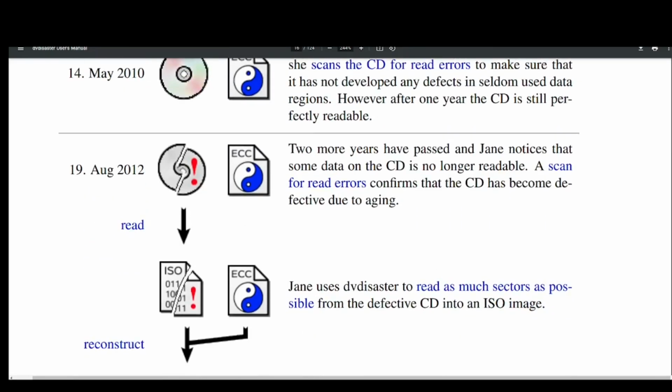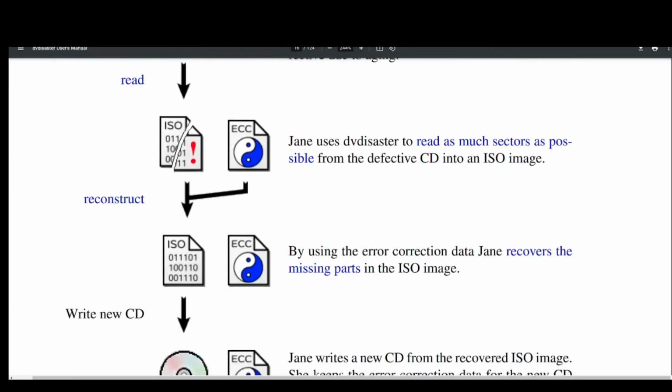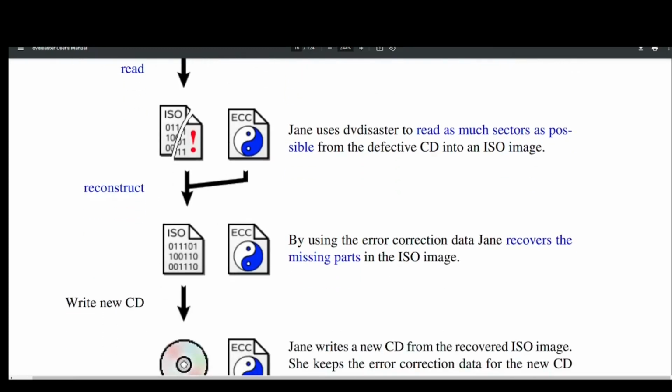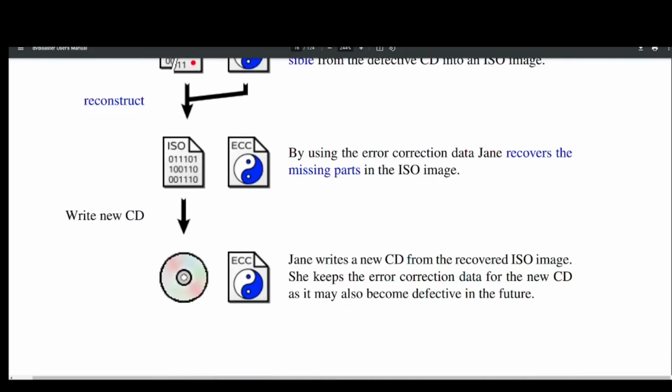And I would say, forget 2 years, let's say 50 years, right? You've got some good stuff and there's just a tiny bit of errors. So then we have reconstruction. Jane uses DVD Disaster to read as many sectors as possible from the defective CD into an ISO image. And in my accelerated aging tests that I'm currently running, some of my CDs will develop bad sectors earlier than anticipated because they're left out in the rain and the sun, and I'll be able to show this process on the screen.